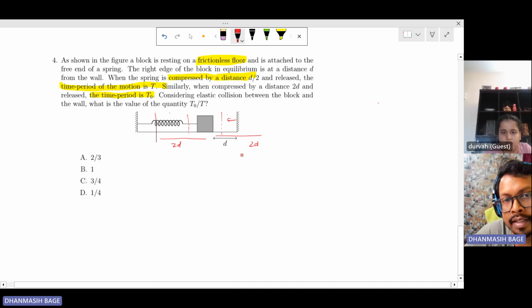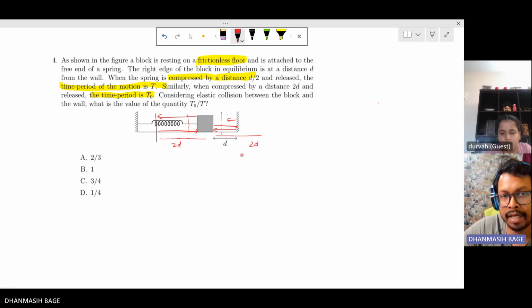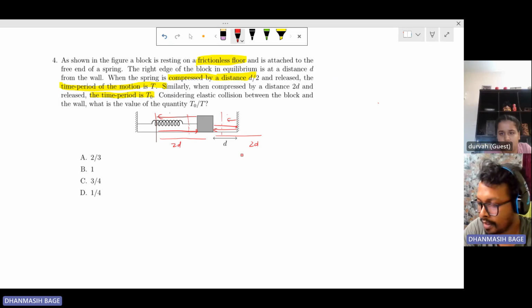So obviously in this case it is traveling a shorter distance. It is going here and then coming back in the right direction. But in the other case, it is going in this direction and then coming back, completing the entire 2d distance. In this case, it is completing only d distance. And then you have to figure out the time periods for T and T naught by T. So T is very, very simple.